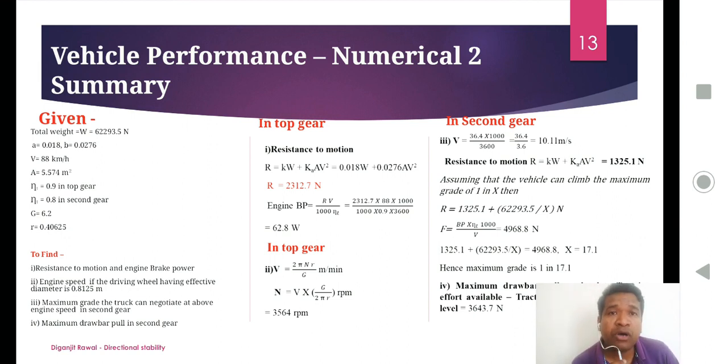So this is all about the numericals on vehicle performance. I think all of you have understood the concept very clearly regarding the parameters considered in the vehicle performance.